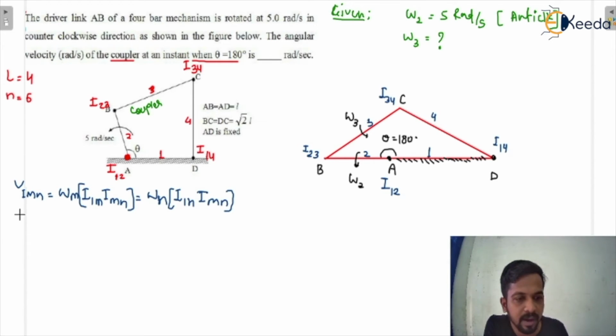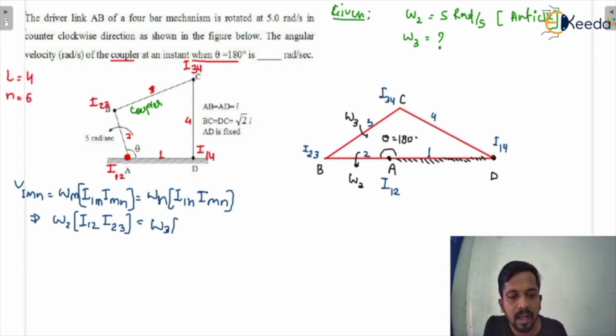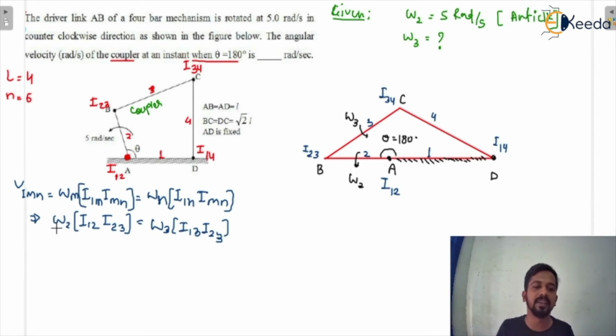If I convert it into the given data, that would be omega 2 times I12 I23, yes or no? I12 I23, and that is omega 3 times I13 I23. Are you getting my point? We are solving the question according to this formula. We have simplified it this way. Now in the question it is given omega 2, and what are I12, I23?